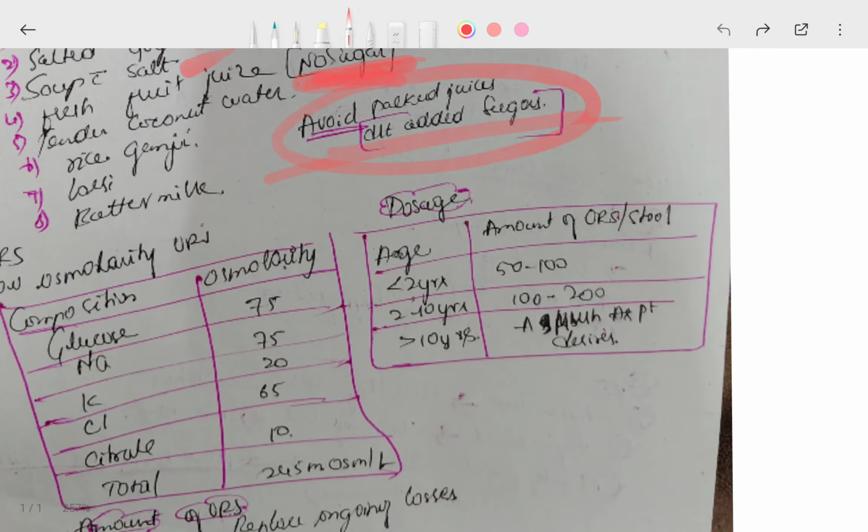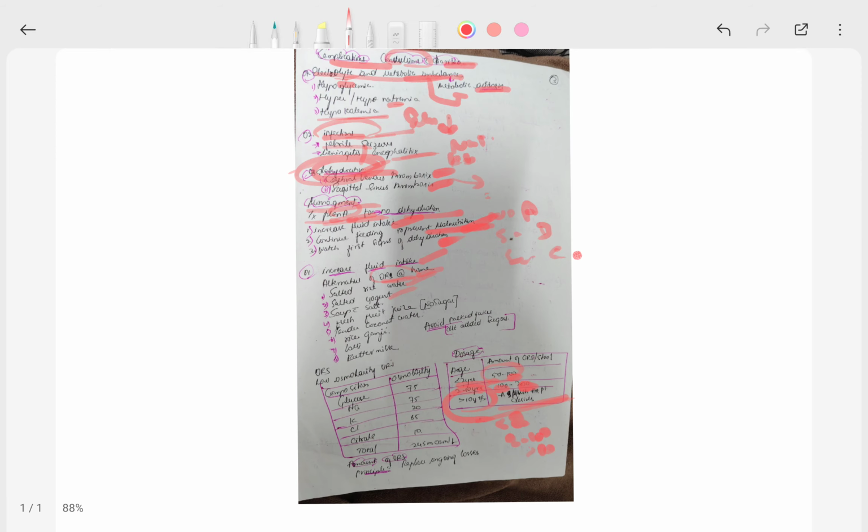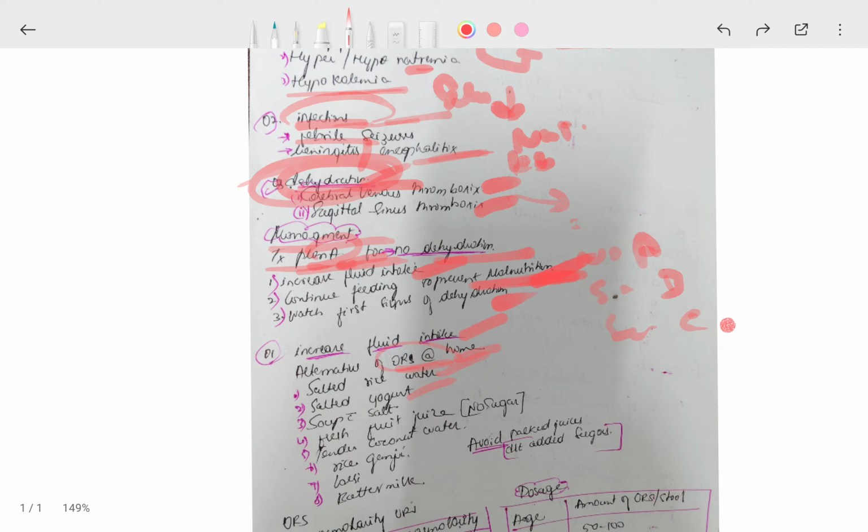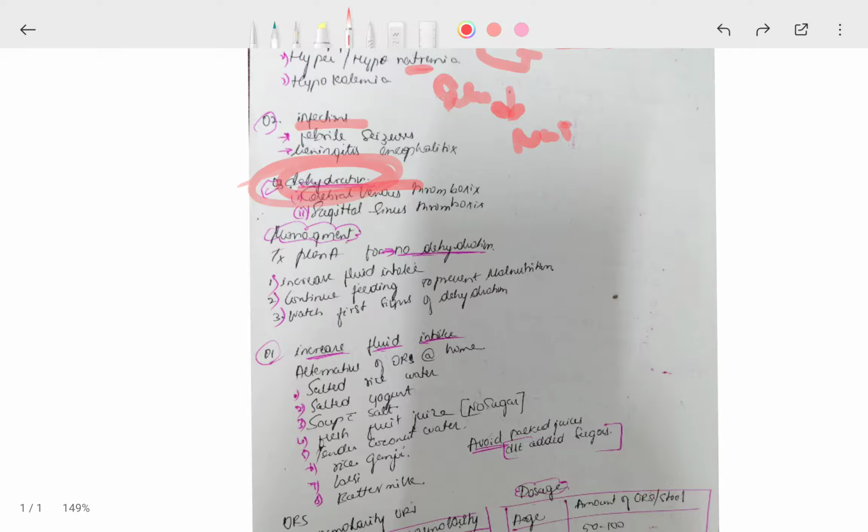If they are 2 to 10 years, you can give 100 to 200 ml per stool. Whereas if they are more than 10 years, you can give as much as they need, as much as they desire. So in this page you learned about the complications. Complications may be convulsions because of electrolyte imbalance, or metabolic acidosis, infections, or dehydration. Management, you are learning plan A and ORS composition, and all those you learned in this page.